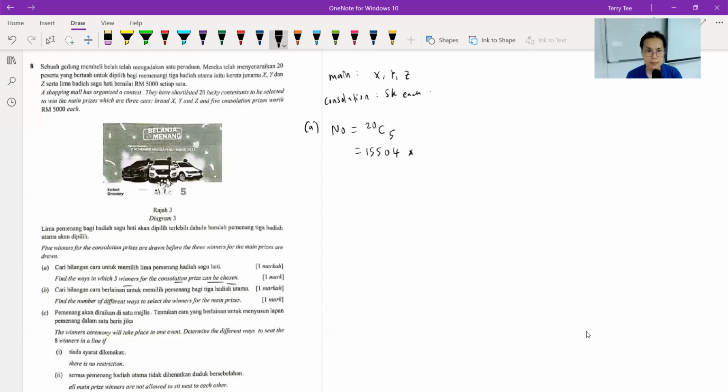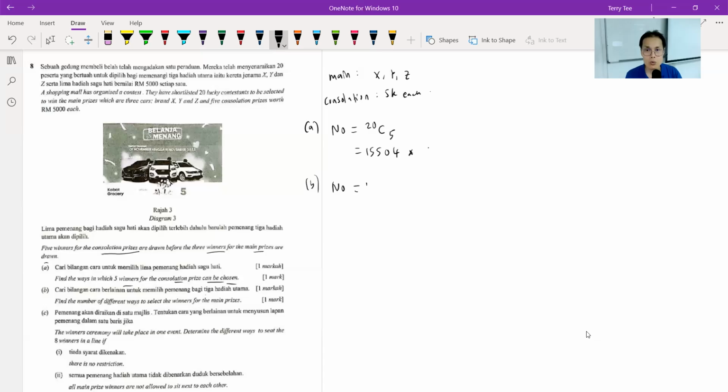15504. Okay, now, next, find the number of different ways to select winners for the main prizes. Now, remember, you need to select consolation prizes first before the 3 winners for the main prizes are drawn. That means I have taken 5 people out for consolation prize. Then I'm left with 15 others. But for main prize, remember the order is important. First person gets car X, second gets car Y, third gets car Z. So the arrangement becomes important because whether you're first, second, or third, you don't get the same prize, right?